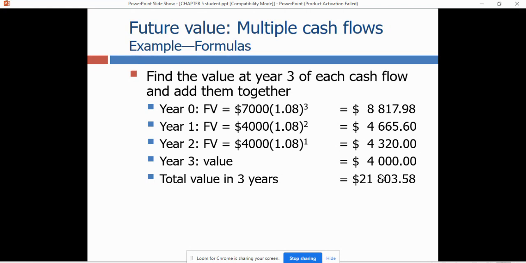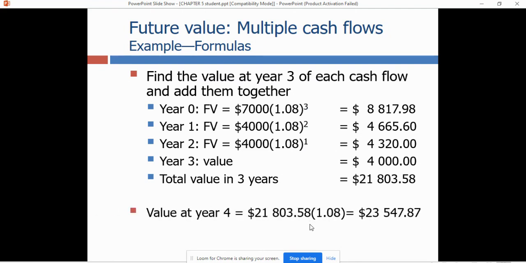All right, but the question also asks you to calculate the 4th year, right? So for the 4th year, what you can do, you can change the 3 to 4, because you have 4 years of compounding. This becomes 3, this becomes 2, and this becomes 1. All right, you can do that, or you can straight away take this amount times 1.08, because this is the third year, you're keeping all that for the next 1 year. So you have 1 year compounding, you'd be getting 23,547.87. So that would be your answer.